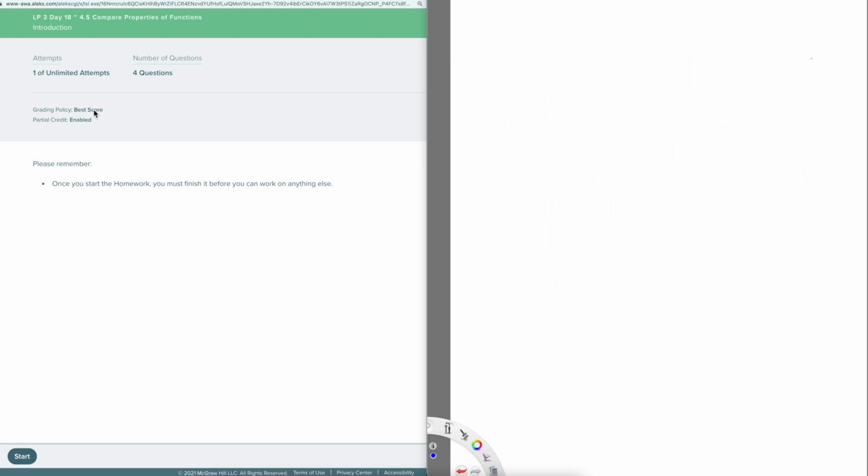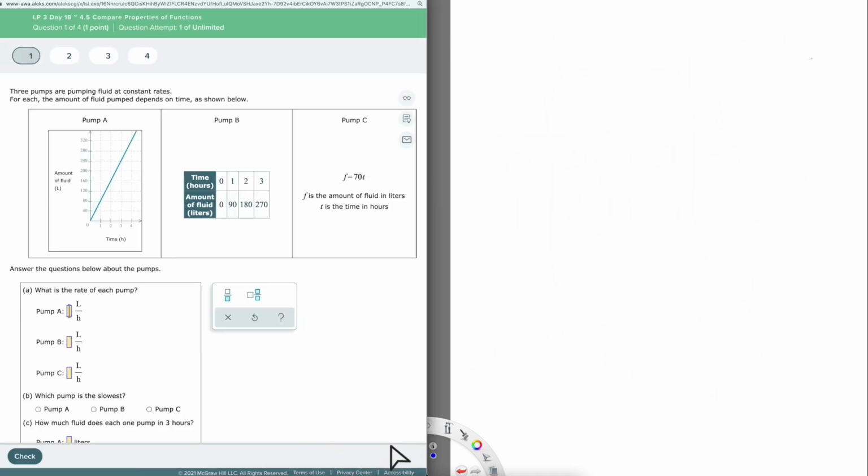Partial credit is enabled, meaning if you answer 1 of 4 questions, you keep credit for that question. This statement down here just says, please remember once you start your homework, you must finish it before you can work on anything else. So once we click start, down here in the bottom right corner, we are going to need to click the submit assignment button whenever we're ready to leave this screen. Whether we're done, we've worked on something, we're just moving on, or we haven't worked on anything at all, it doesn't matter. Once we click that start button, we click submit assignment.